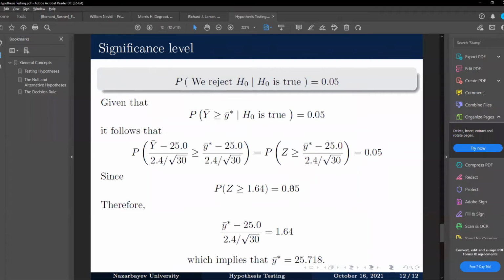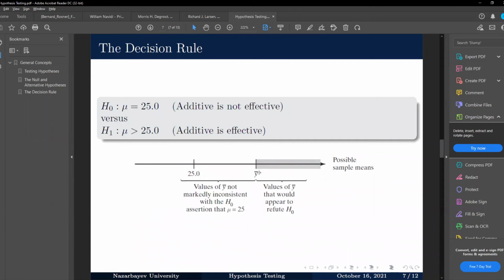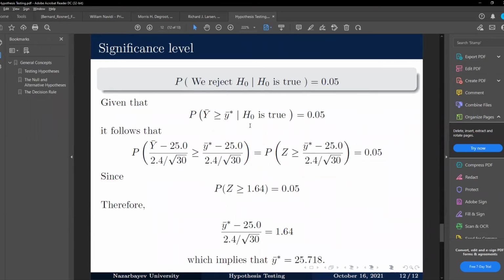Okay, now the question is, which value should we pick for this y bar critical, after which we are going to reject our null hypothesis. In many experiments, this probability is set to 0.05, or 5%. This is the standard golden rule. So if this probability is equal to 0.05, the probability that y bar is greater than our critical value under the assumption that the null hypothesis is true is 0.05.